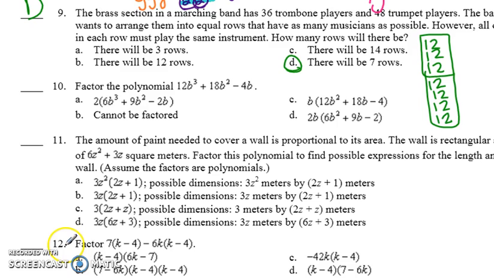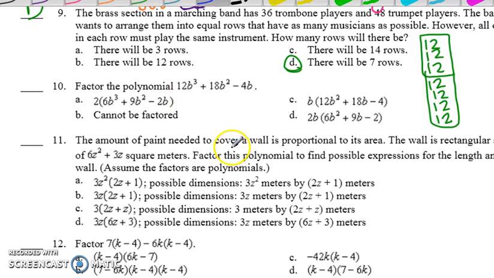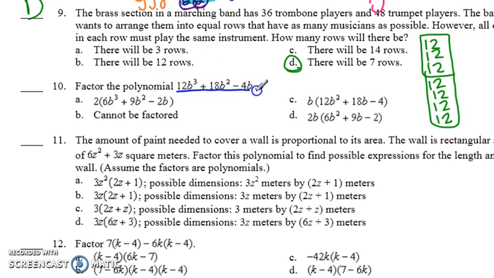Number 10, factor the polynomial. So basically, I want to see what they have in common. I'm going to look at my numbers first. Between 12, 18, and 4, my greatest factor that I could pull out of there would be 2, because each of these can be divided by a 2.